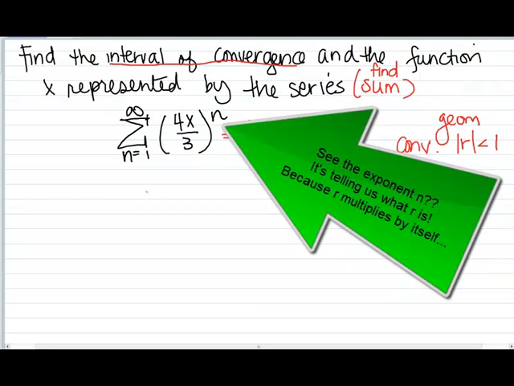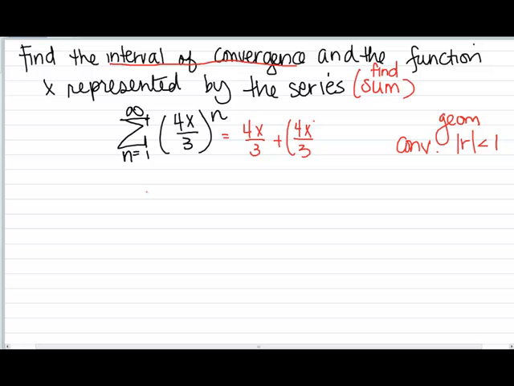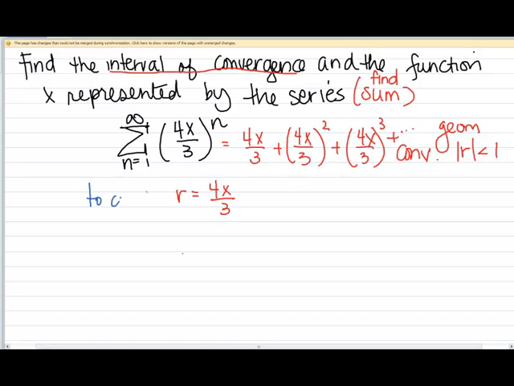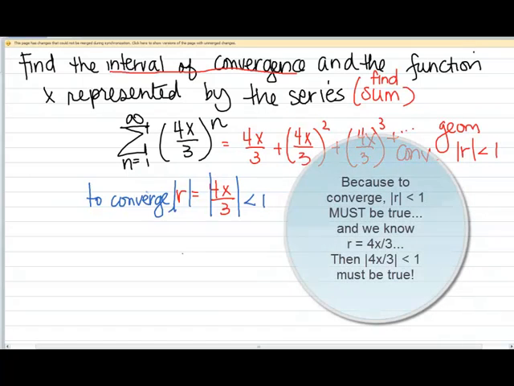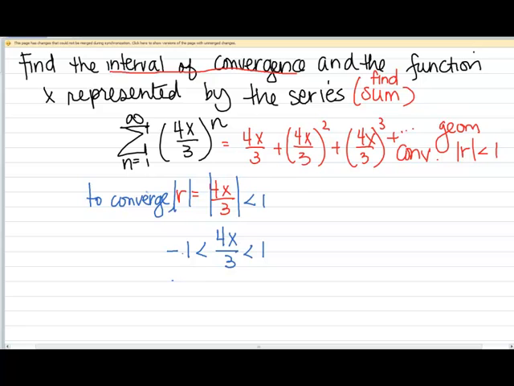The first term here is 4x over 3. What's the second term when n equals 2? It's 4x over 3 squared. What about when n equals 3? 4x over 3 cubed. And so on. So r equals 4x over 3. In order for this to converge, the absolute value of r must be less than 1. So I need to solve this little absolute value inequality. So 4x over 3 must be between 1 and negative 1. Multiply everything by 3, and then divide everything by 4. So x has to be some number between negative 3/4 and 3/4.